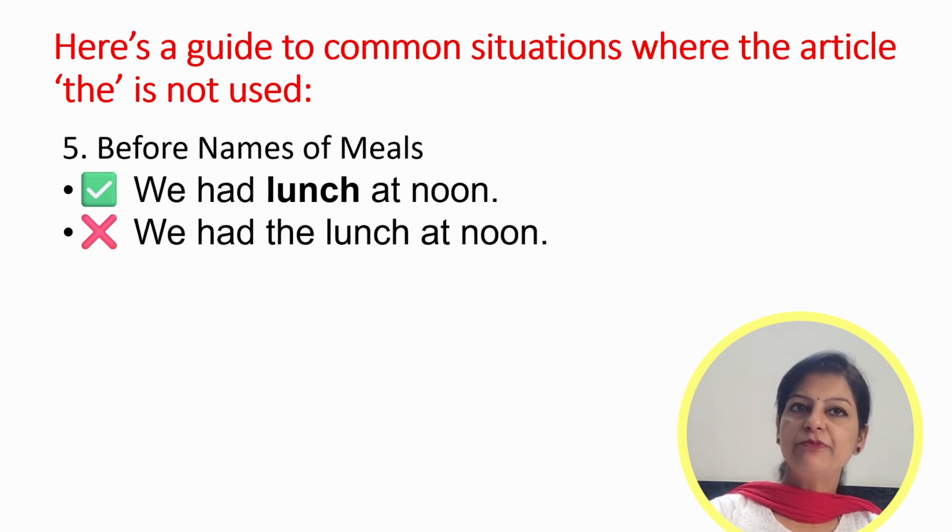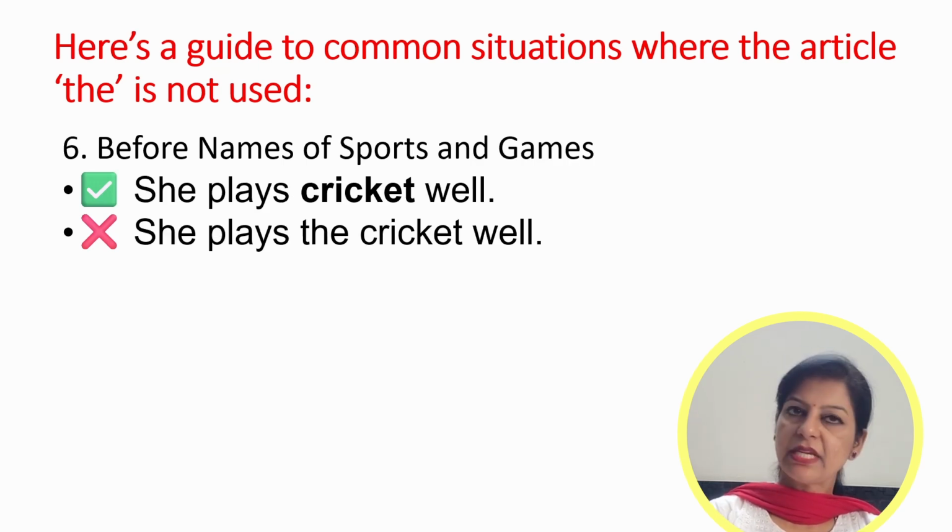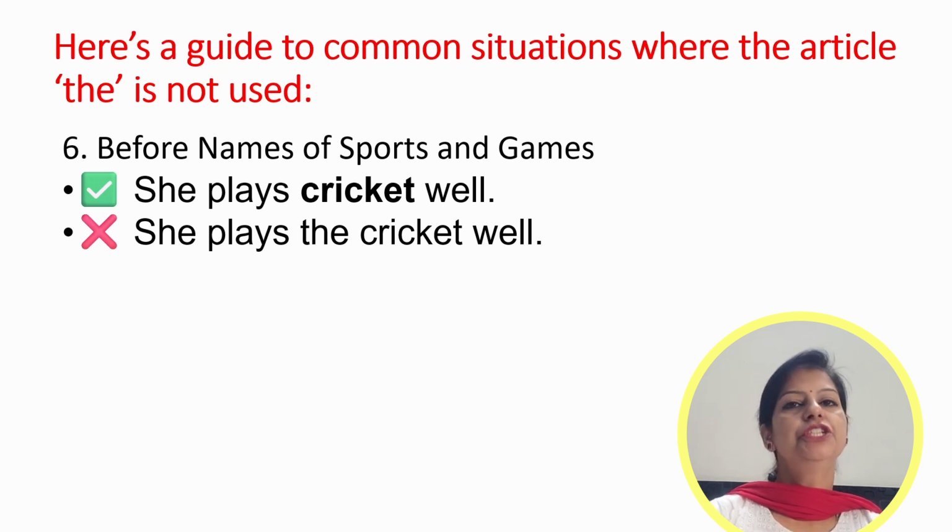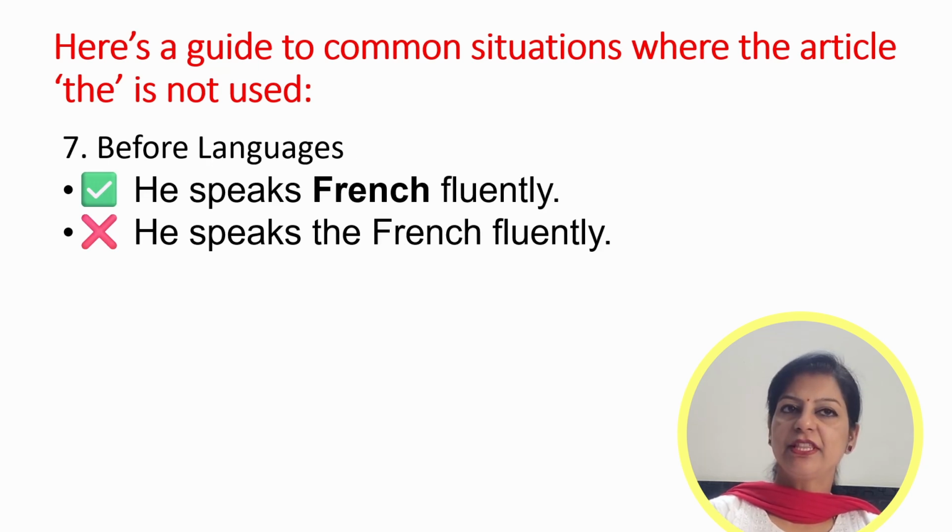Fifth, before names of meals, we don't use the before names of meals. For example, we had lunch at noon. We don't say the lunch at noon because lunch is just a general meal. Sixth, we don't use the before sports or games. Examples, she plays cricket well. We don't say the cricket because cricket is a sport, not a specific thing.